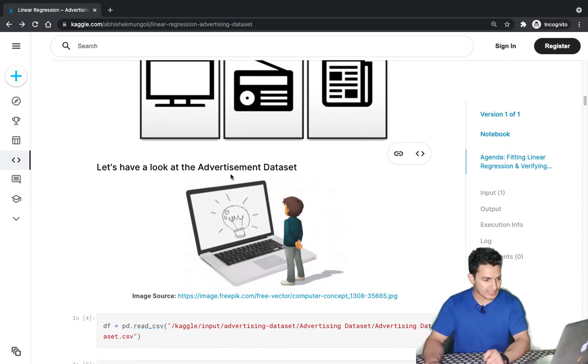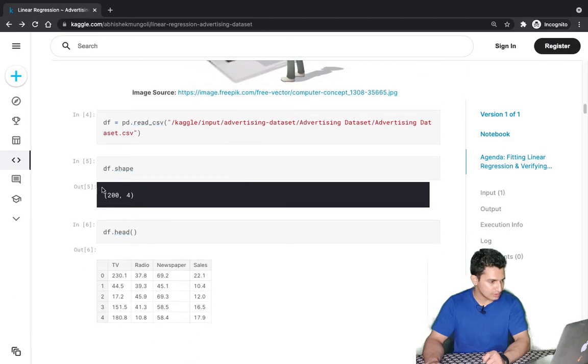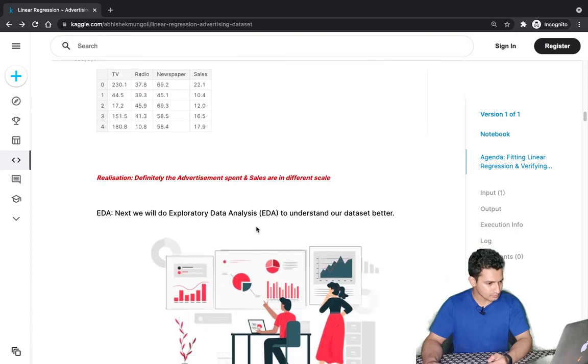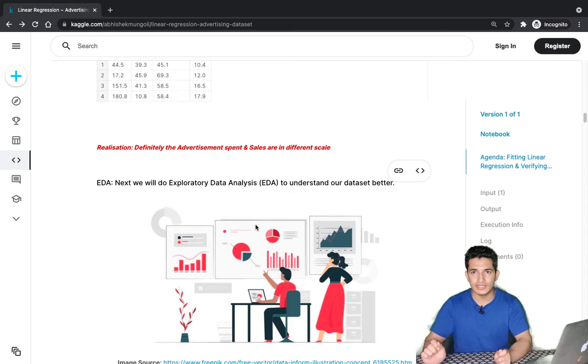First of all, we will start by looking at the advertising dataset, that is, doing an exploratory data analysis. There are 200 rows in the data. This is how the data looks. The amount of money spent on TV is 230, radio 37, newspaper 69 and the corresponding sales achieved is 22. We don't care about the units; it might be possible that this is in thousands or millions and this is in some other units. First of all, we will do an EDA to understand which features are important and whether the assumptions of linear regression are getting satisfied or not.